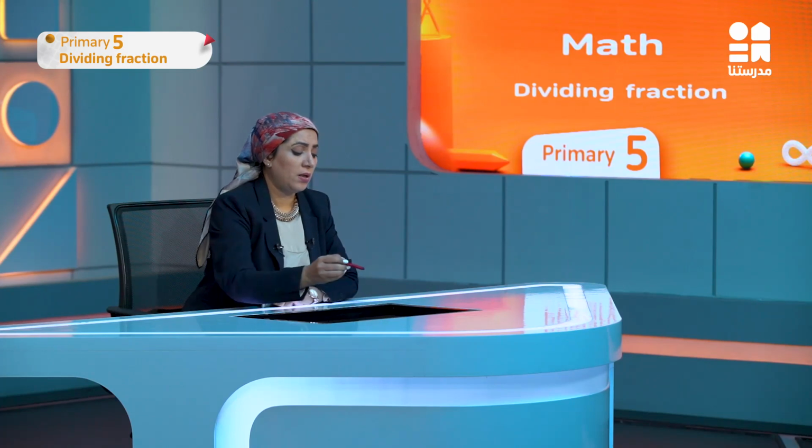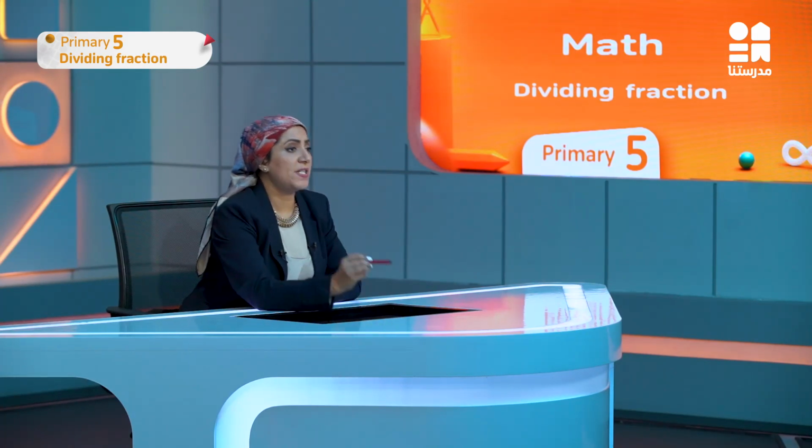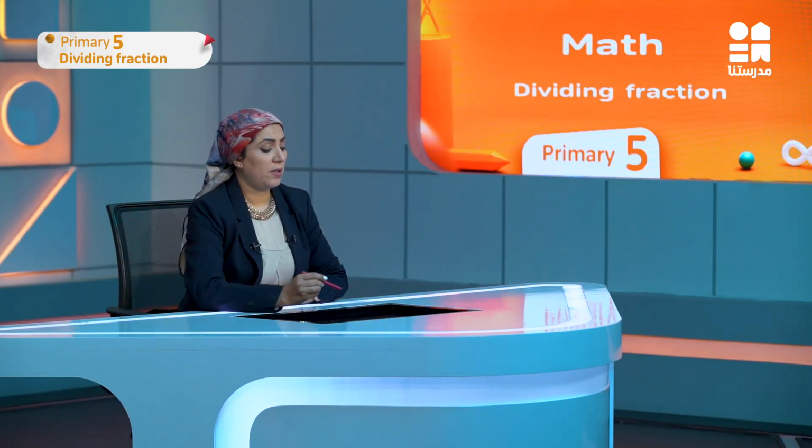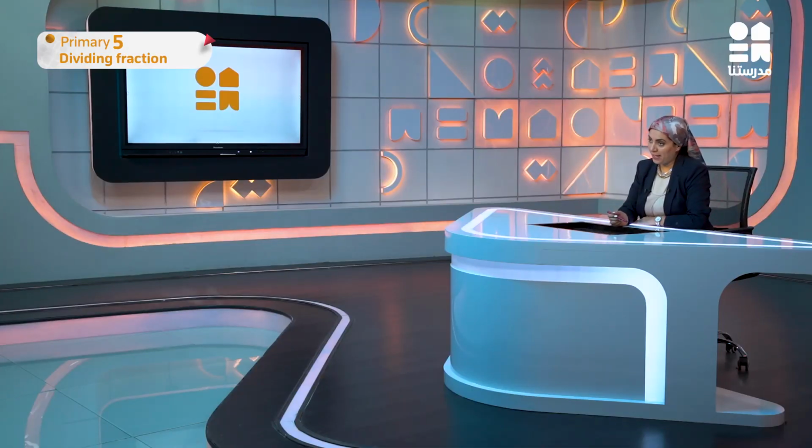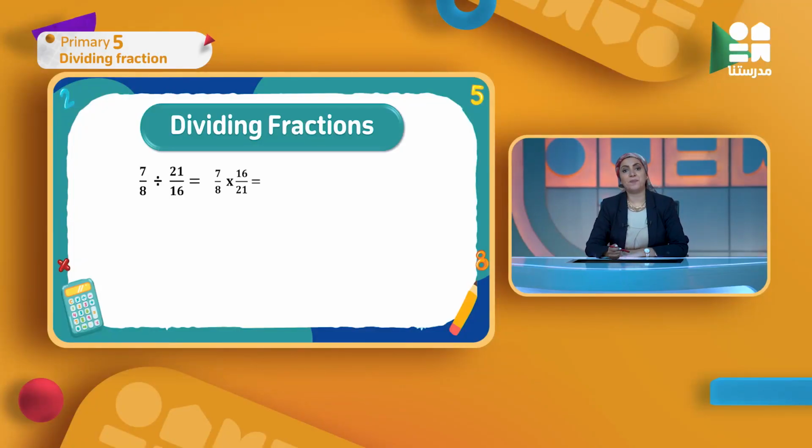So here I look at the first numerator, which is the 7. Now the first denominator, the 8, do they have any common factors? No, they don't. Then I check the other denominator, which is the 21. Okay, now do they have anything in common? Yes, of course. Both of them can be divided by 7. So 7 divided by 7 is 1, and 21 divided by 7 is 3.